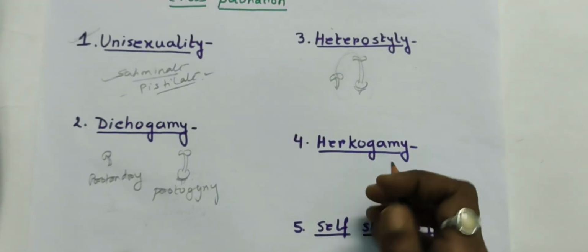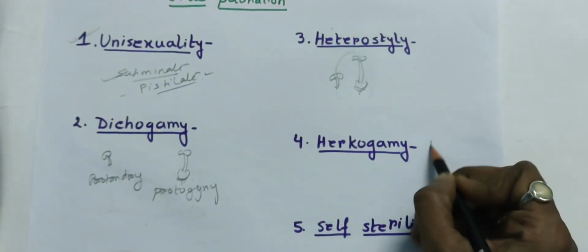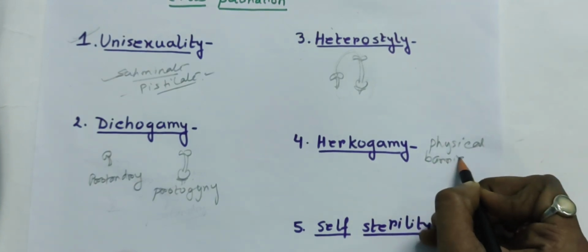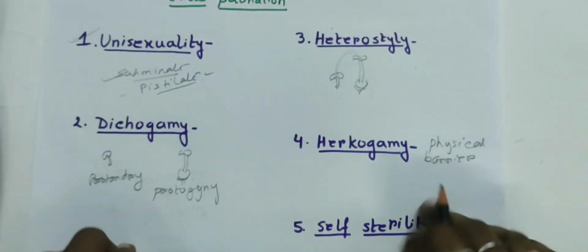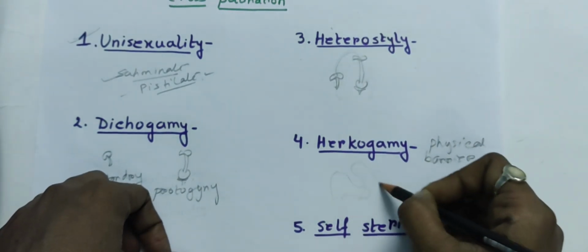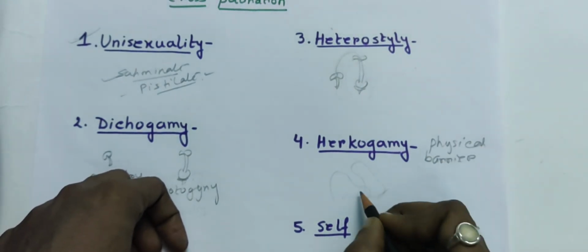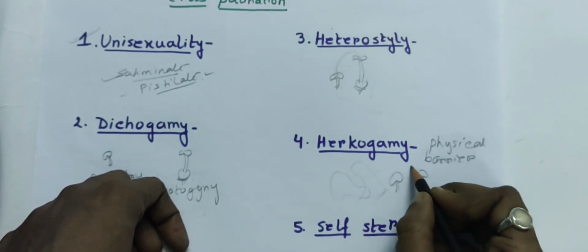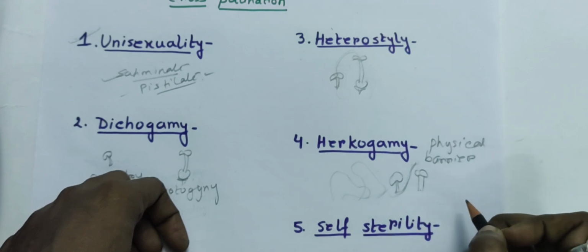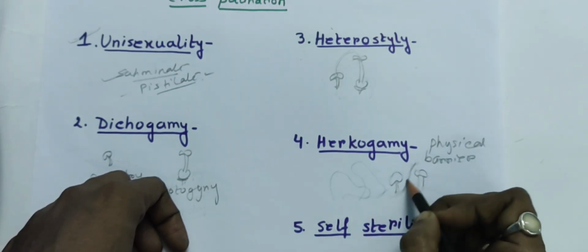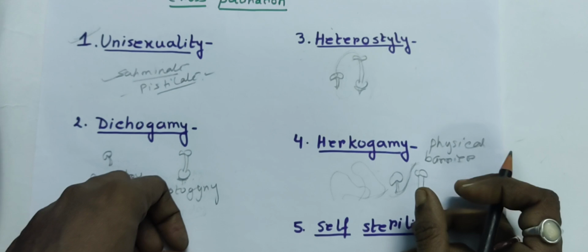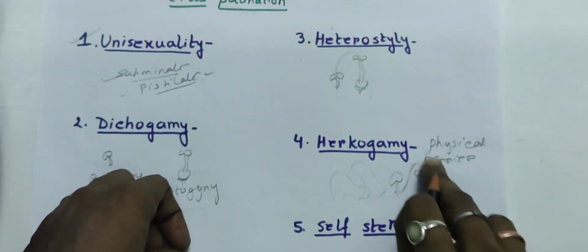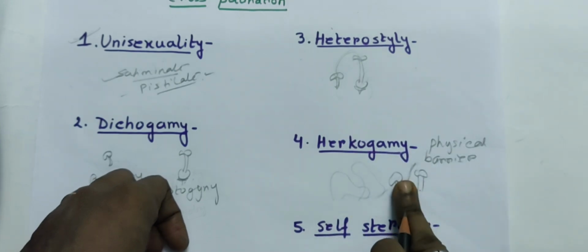Next, hercogamy. Hercogamy is a physical barrier. Sometimes the petals are arranged in a manner that a physical barrier is created between the gynoecium and androecium because of the arrangement of floral parts. That barrier insists them to perform cross pollination. That character is called hercogamy.